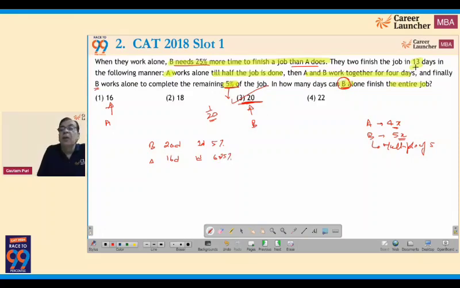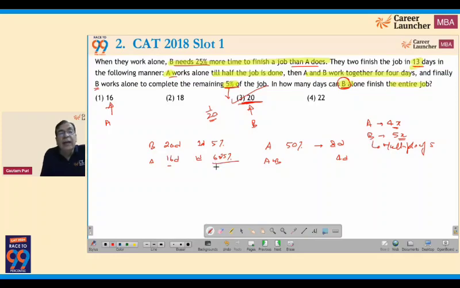Now what does it say? The two finish the job in 13 days in the following manner. A works alone till half the job is done. To do 50% of the work, A will take 8 days. Okay. Then A and B work together for 4 days.